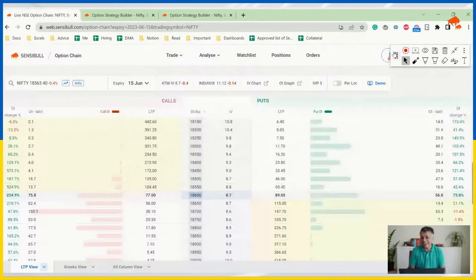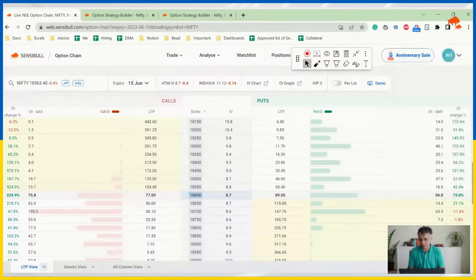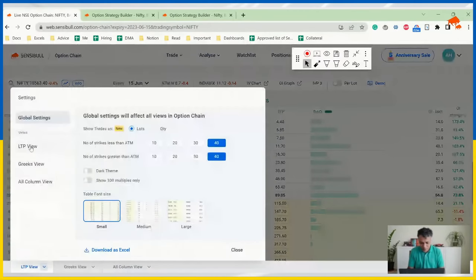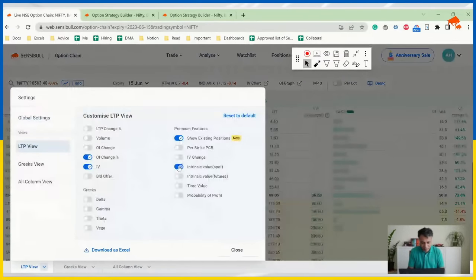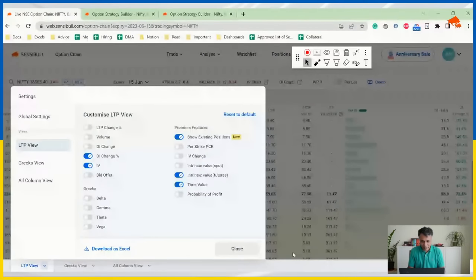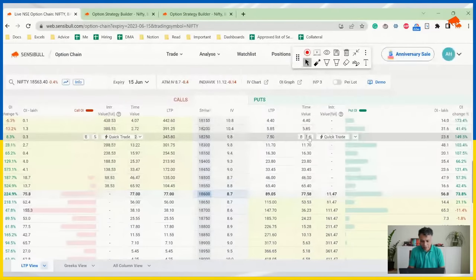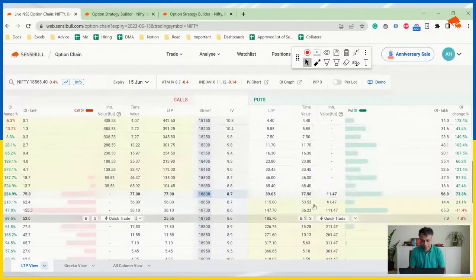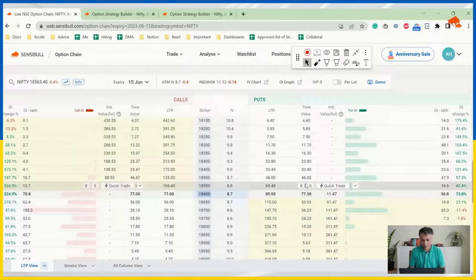So I'll tell you how to select an ITM option using the option chain. Just go to settings, I have to show LTP view. I'll show intrinsic value, I'll show time value and intrinsic value. So this is how you can select a deep ITM option, right? So you can see time value here, right? The lower the time value, the more ITM it is. So you have a time value of 77. So check this out, right?